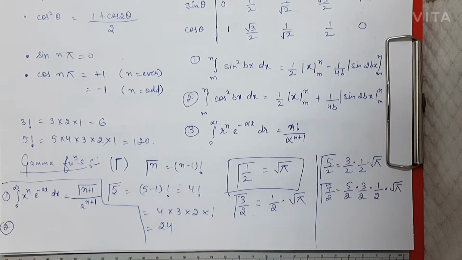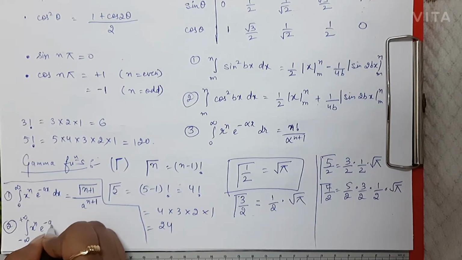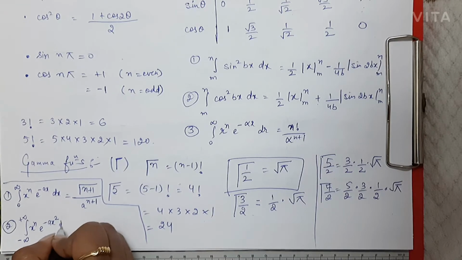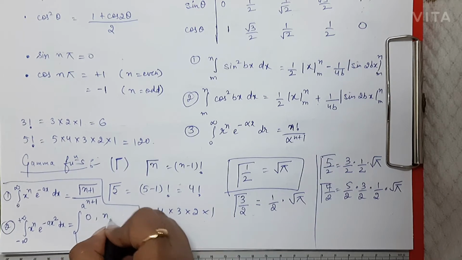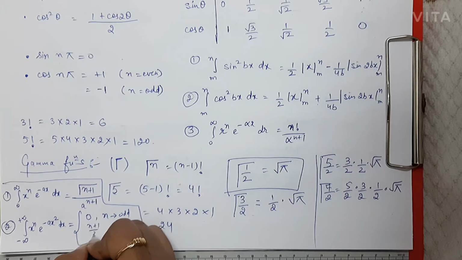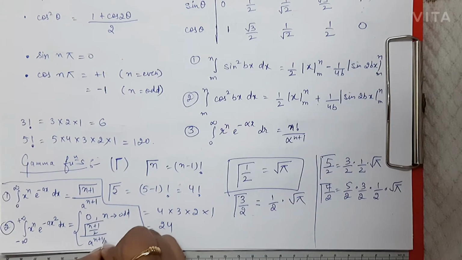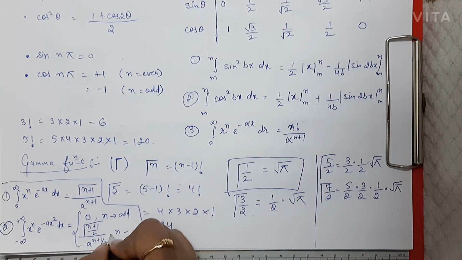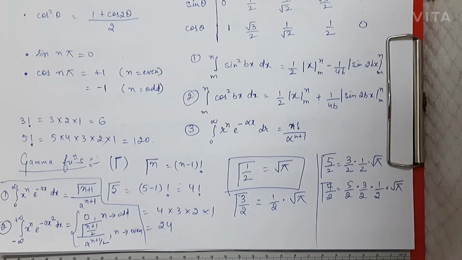Second is the integration from minus infinity to plus infinity of x to the power n e to the power minus ax square dx. It can have two values. It can have value 0 if n is odd, and it can have value gamma function of n plus 1 by 2 divided by a to the power n plus 1 by 2 if n is even. So these are two more formulas which you need to remember.